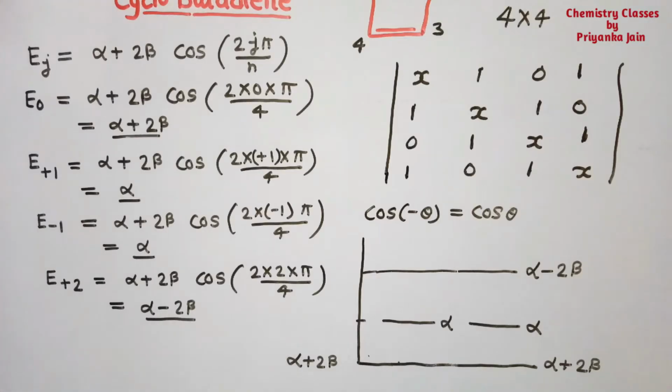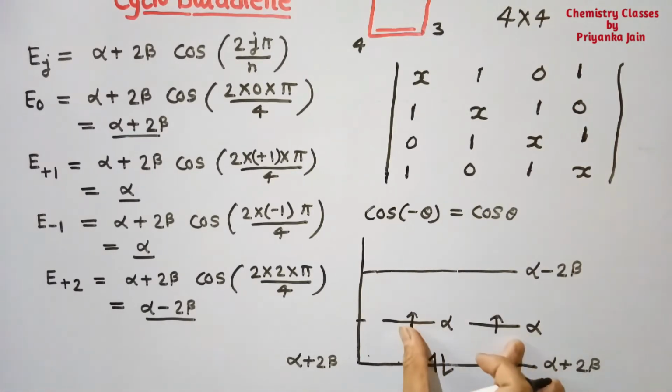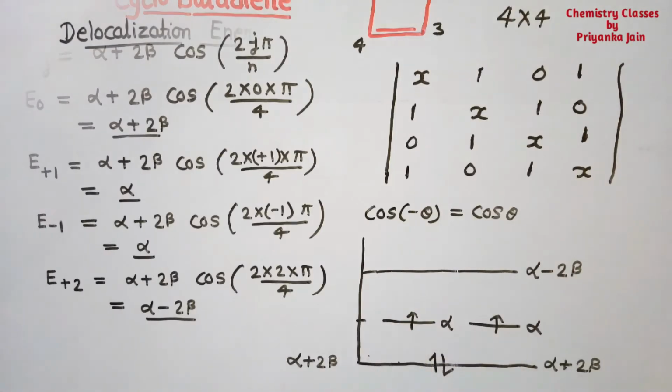Now we have to fill here the electrons. The number of electrons is 4. So 2 electrons will be here, and 1 here, and another here. In this way we have to fill here the electrons, right? So 2 electrons are in alpha plus 2 beta, and 2 electrons are here in the alpha levels.